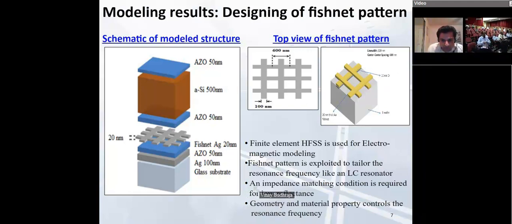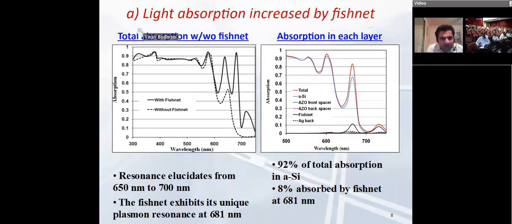An impedance matching condition is required, and there are some other technical details like geometry and material properties that control the resonance frequency. Next we see the results of the light absorption increase by the use of the fishnet pattern. With the fishnet, it enhances the absorption. You can clearly see in this figure that the increase in absorption happens between 600 to 700 nanometers. We resonate the frequency so that it gives the enhancement in absorption at these wavelengths. We concentrate on these wavelengths because at lower and other wavelengths, the absorption is already very high.